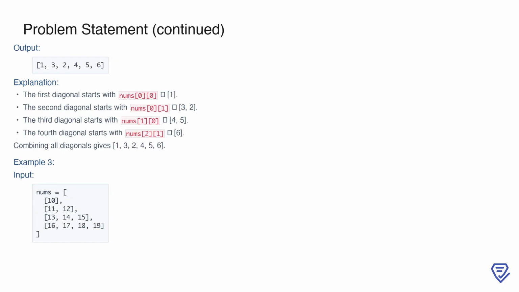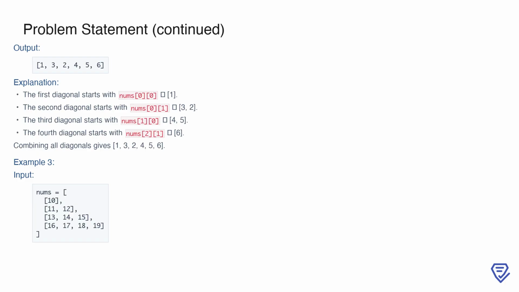Now, let's look at another example to solidify our understanding. Suppose the input nums is [1, 2, 3], [4, 5], [6]. The output for this input is 1, 4, 2, 6, 5, 3. Here's the step-by-step breakdown. The first diagonal starts with nums[0][0], which is 1. The second diagonal starts at nums[1][0], and includes elements 4 and 2.